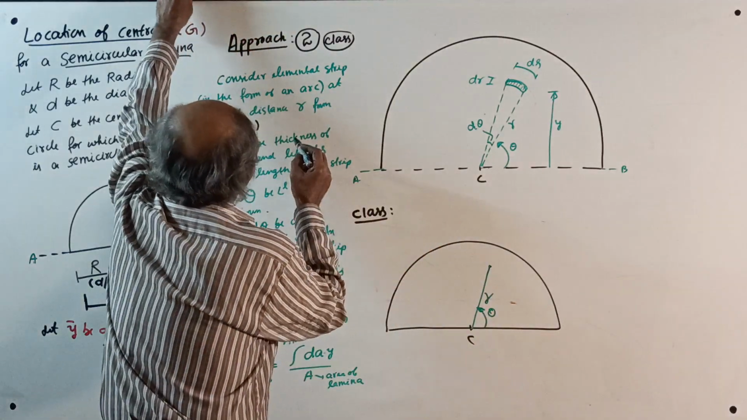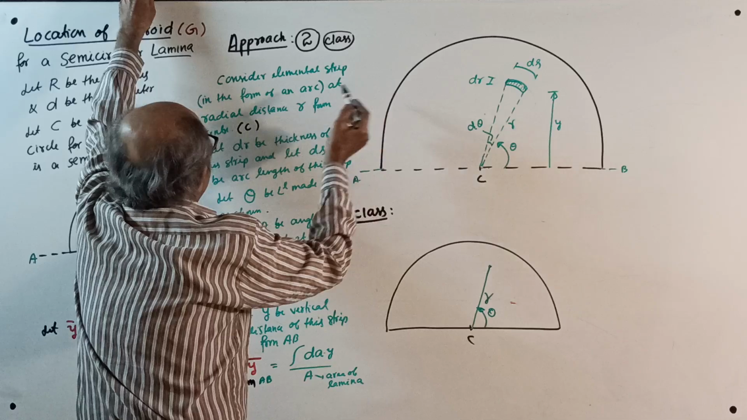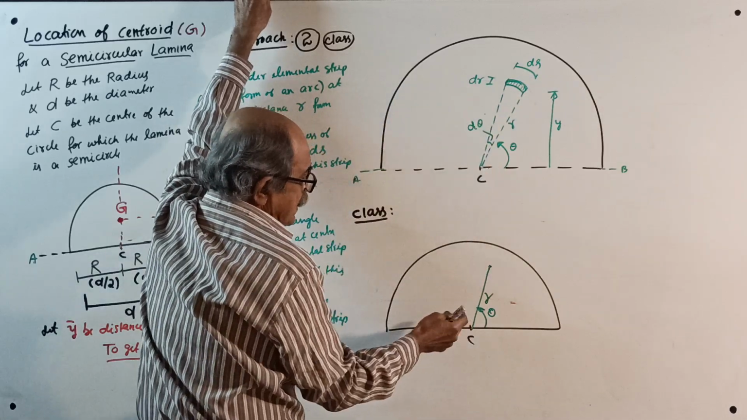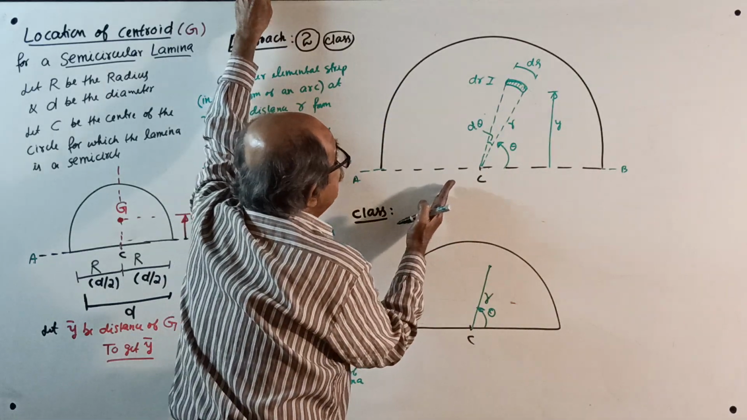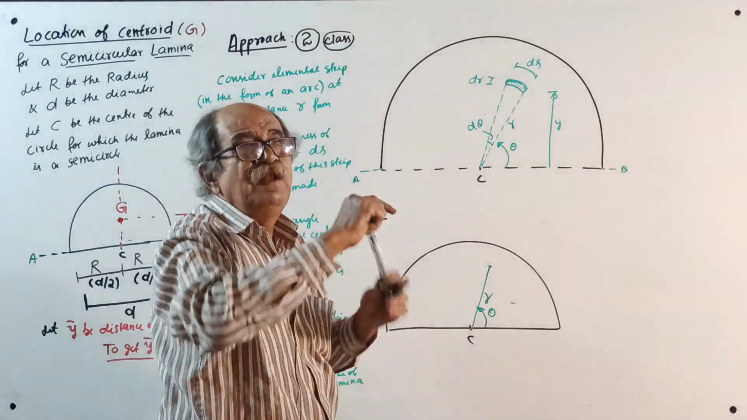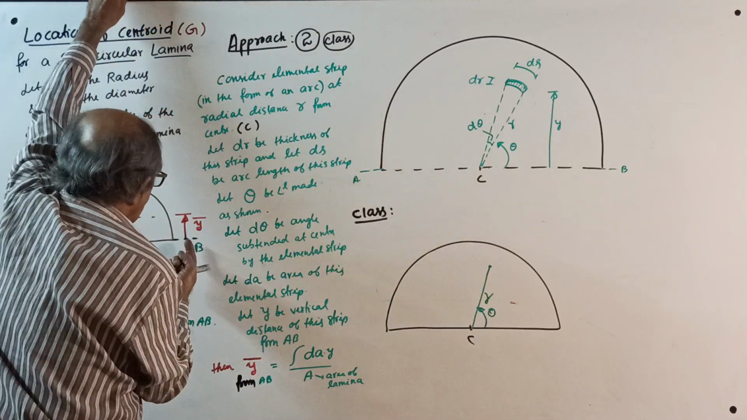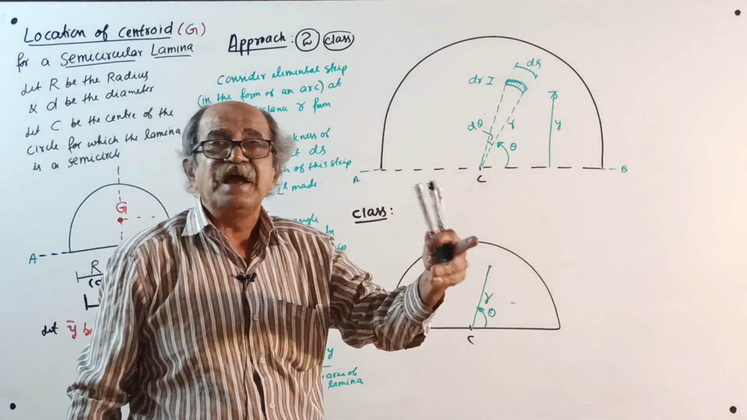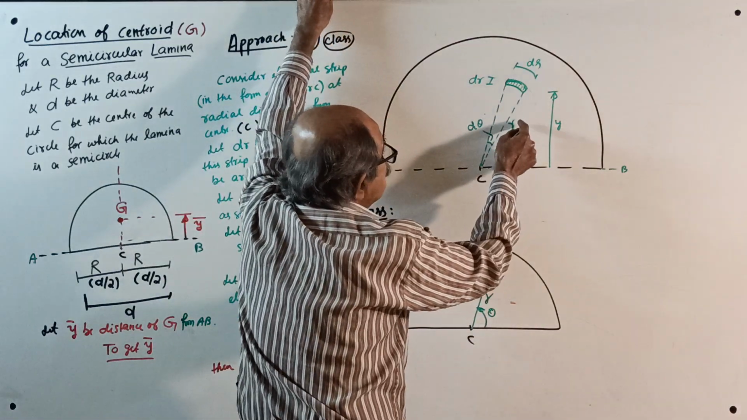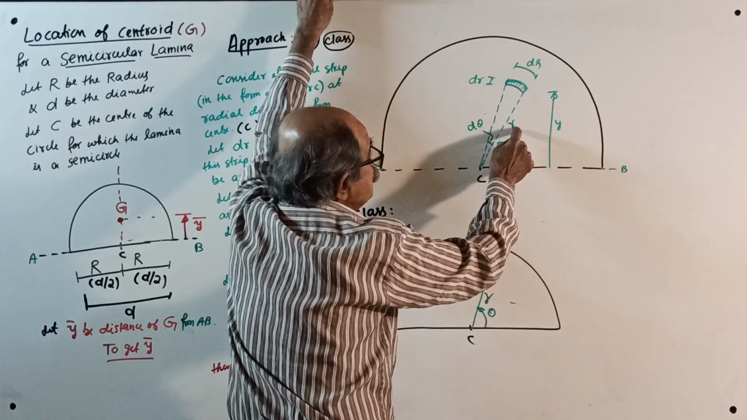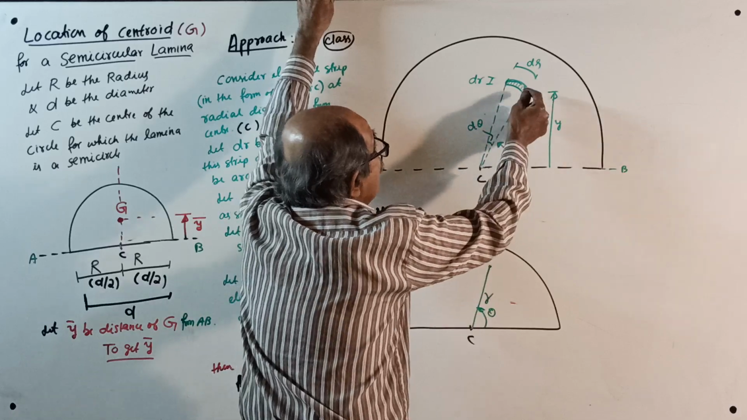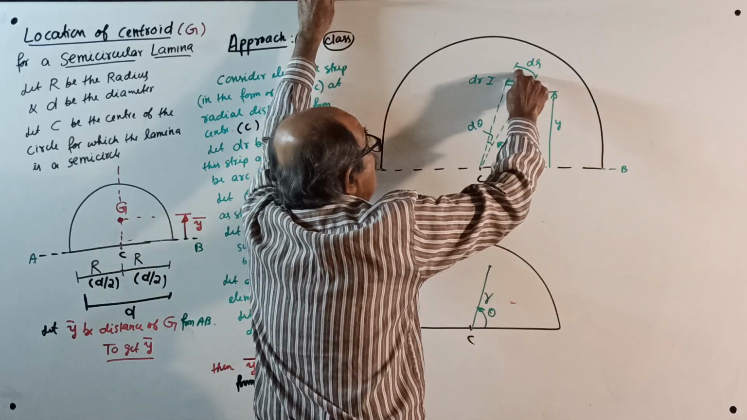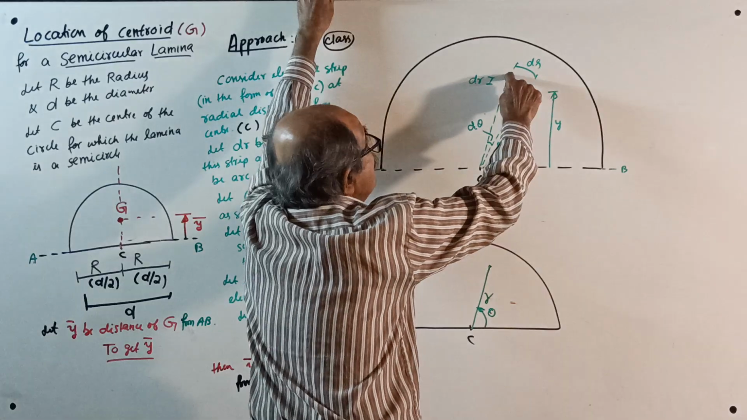Consider an elemental strip in the form of an arc at radial distance r from the center. Let dr be the thickness of the strip. When you take r this way, any elemental strip will be along that. Earlier, if you take y this way, thickness is dy. Suppose you take x this way, thickness is dx. When you take radial length r, this is small r, not capital R. Any point at small r, corresponding thickness is dr. As usual, let ds, I won't call it breadth because it is an arc.